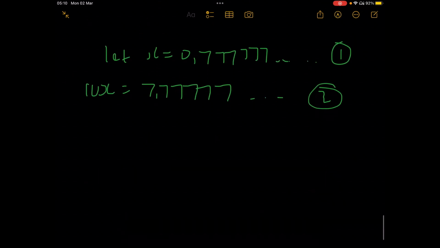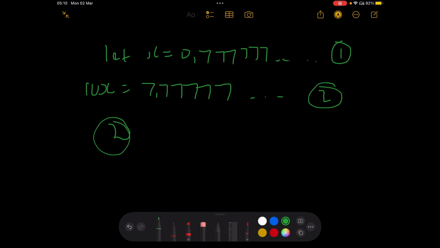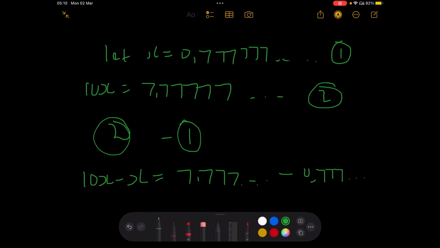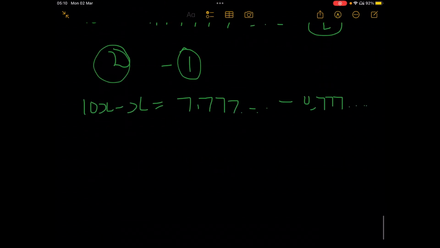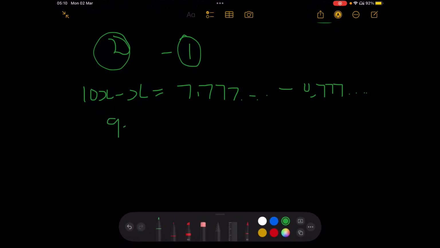Now, from equation 2, we subtract equation 1. So this means 10x minus x is equal to 7.777 minus 0.777. And then 10x minus x is 9x. 7.7 minus 0.7, you get a 7. Divide both sides by 9, then x is equal to 7 over 9.